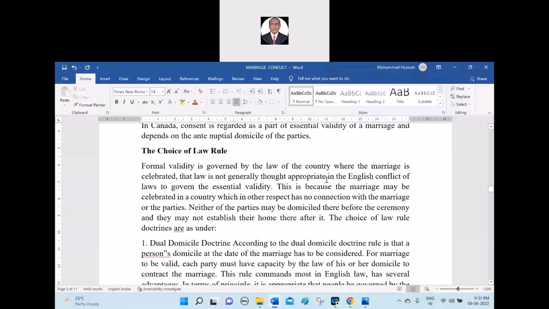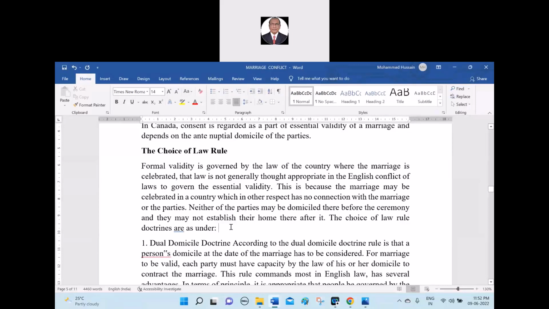Here the choice of law rules mean formal validity is governed by the law of the country where the marriage is celebrated, the lex loci celebrationis. Generally, that is for formal validity. The law is not generally appropriate in the English conflict of laws to govern essential validity. This is because the marriage may be celebrated in a country which in other respects has no connection with the marriage of the parties. Neither of the parties may be domiciled there before the ceremony and they may not establish their home there after it. The choice of law rule doctrine is as under.